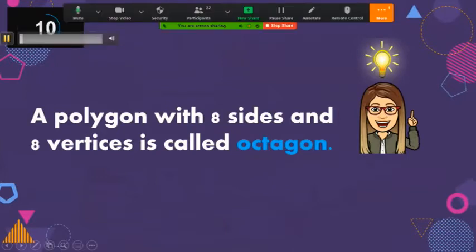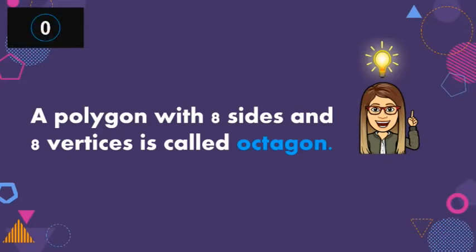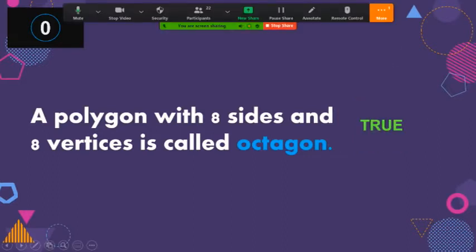Time starts now. A polygon with 8 sides and 8 vertices is called octagon. Left or right? Right. Yes, it's right. It's octagon, class. True. So a polygon with 8 sides and 8 vertices is called octagon. Let's go to the next question.